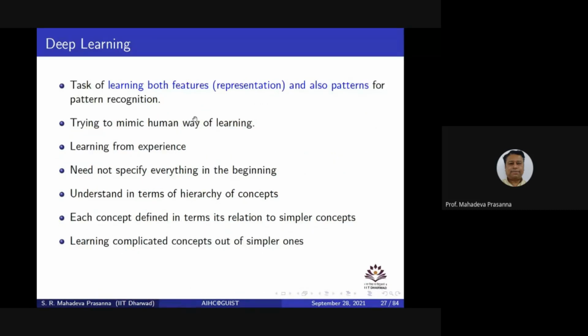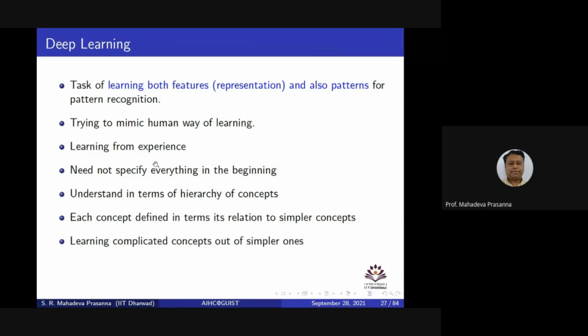Coming to deep learning, we learn both features, that is representation, as well as the pattern discovery. What it will do is, it will try to mimic the human way of learning. Of course, it is not that somebody has dissected the cognitive system or the brain and came up with these steps. These are all again based on experience. When we recall our daily experience of learning or mastering any particular concept, we agree with these steps.